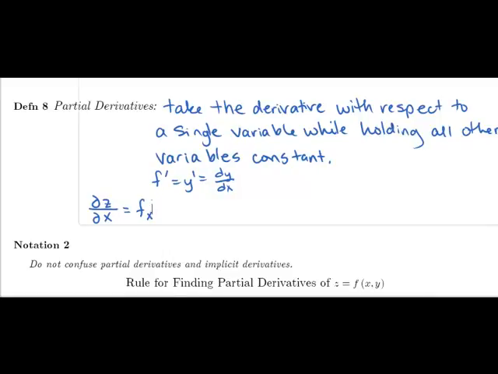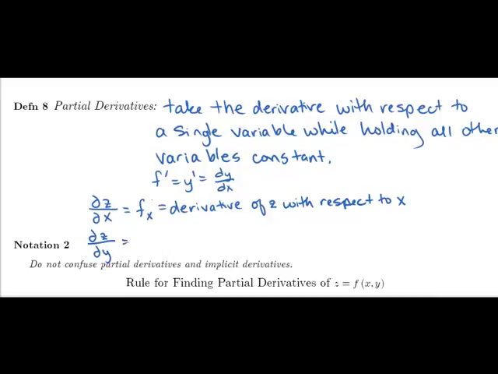Now we are going to use this subscript of x to denote the derivative of our function z with respect to x, and similarly our derivative with respect to y is just going to be f sub y, and again this is going to be our derivative of z and shorthand with respect to y now.